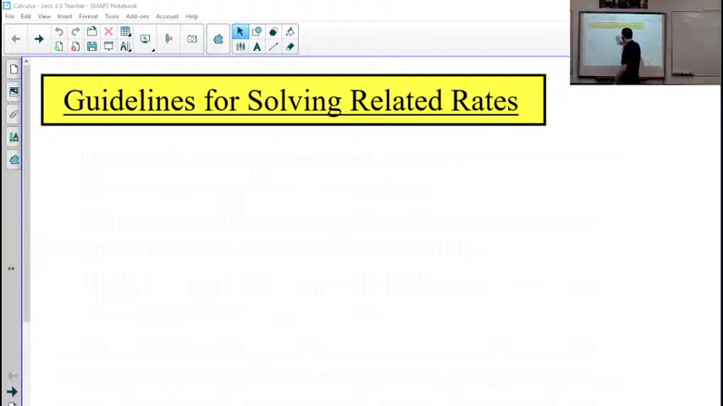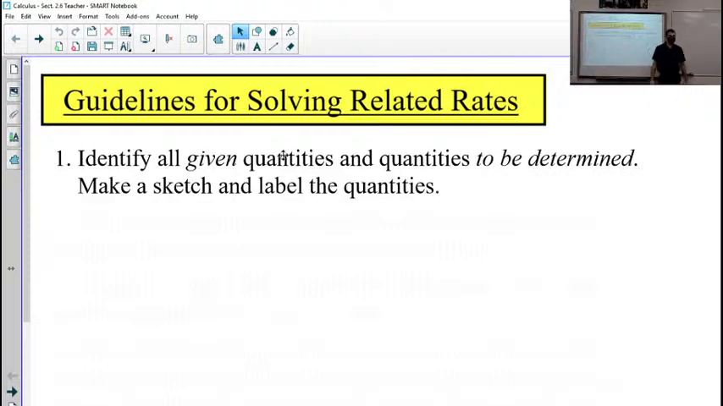So here come our steps to solve. Identify all the given quantities and the quantities to be determined. So just like any word problem, you're going to write down the things you know and write down the things you're trying to solve for. Some of them, it might help to make a drawing or a diagram for some of these problems.